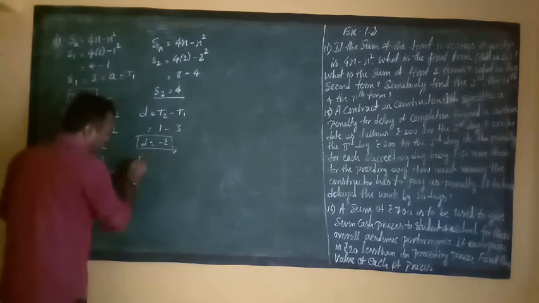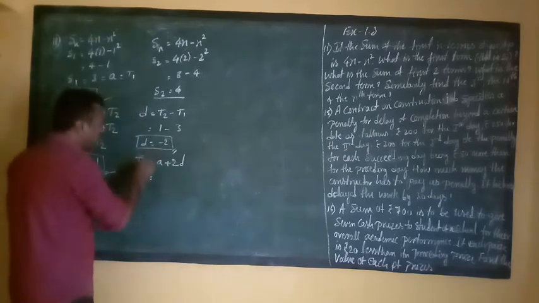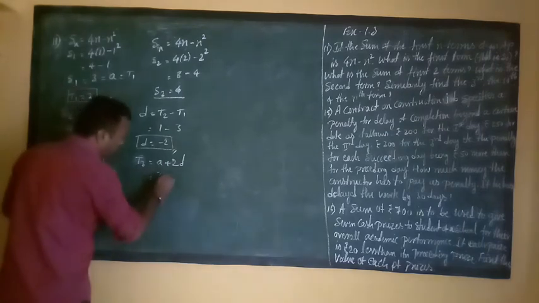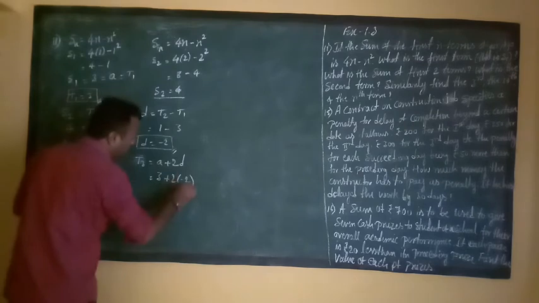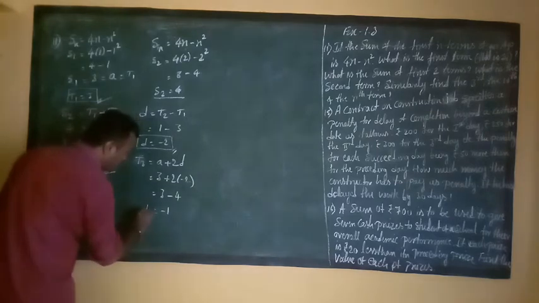We want the third term. So T3 is equal to A plus 2D, the general form of an AP. A means the first term, which is 3, plus 2 into minus 2. D is minus 2. So 3 plus 2 into minus 2, 2 2s are 4, so 3 minus 4 is minus 1. That is T3. T3 is minus 1.